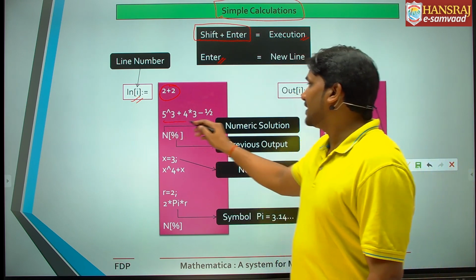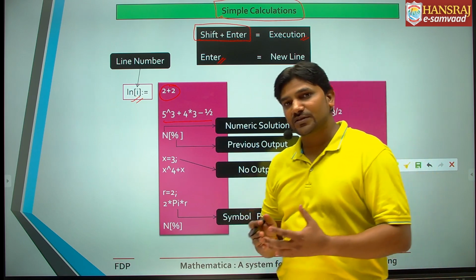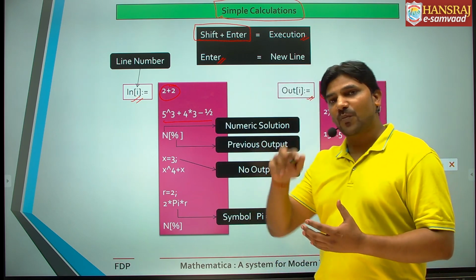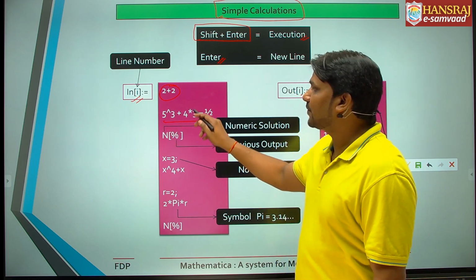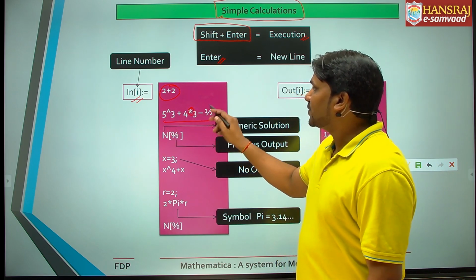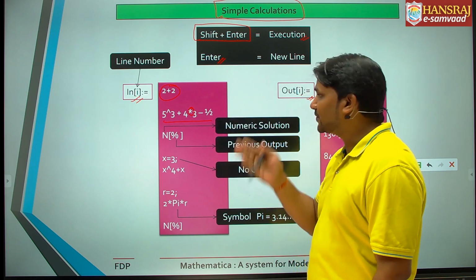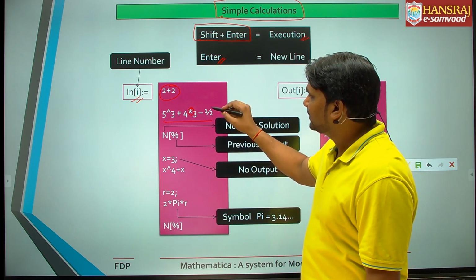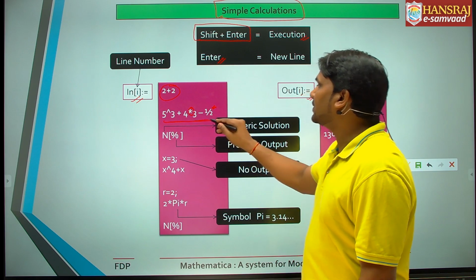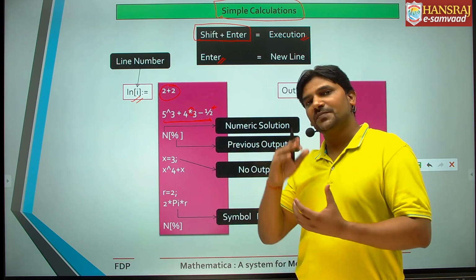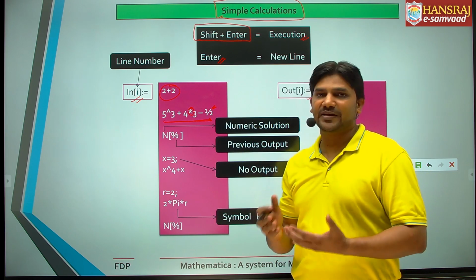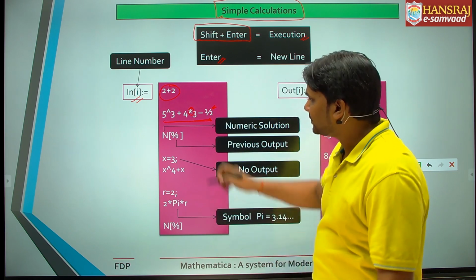Then you can write like this. As in a calculator, we use the caret for power. So you can use 5 caret 3 plus 4 star for multiplication, minus 1 slash for divide. You can use all the calculator symbols in Mathematica. That means you can directly use Mathematica as a calculator.